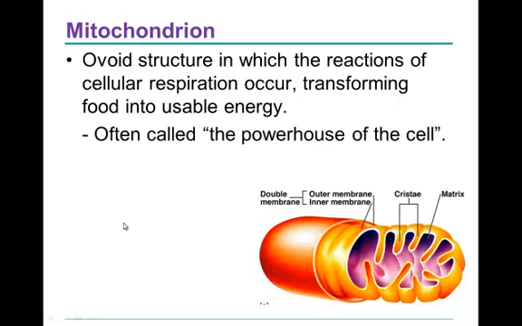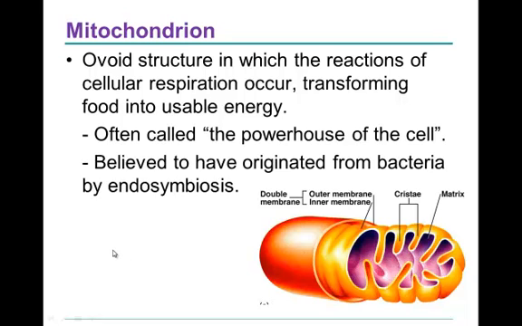And the origin of the mitochondrion is kind of interesting. It is believed to have originated when one cell engulfed another, and the engulfed cell continued to live inside the larger cell, and the mitochondria are the engulfed cells. This is called endosymbiosis, and we'll talk more about this in just a moment. So mitochondria are believed to have originated from bacteria by endosymbiosis. Mitochondrion is singular, mitochondria is plural.